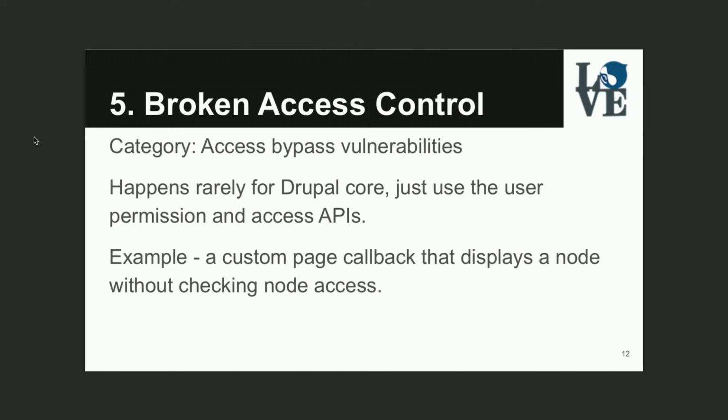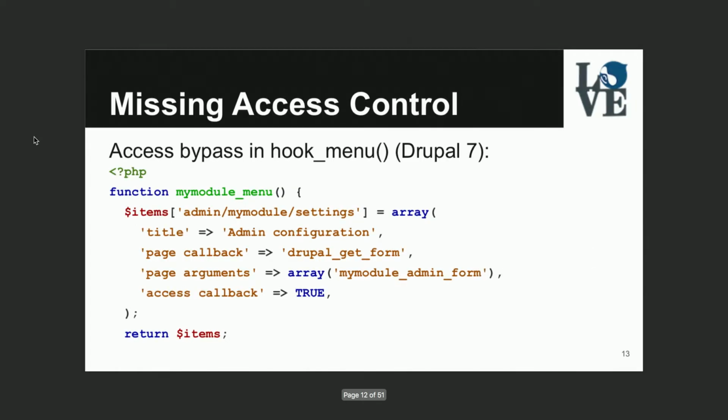The dumbest example is a page callback that displays some content without checking that the user has access to it. So here's a code example for Drupal 7. You've probably all done this. At some point during development, you want to be able to access a form easily, so you put the access callback as true, planning to fix that and put in a permission when you're done developing. Then you forget and you deploy it. It happens. Everyone does it once in their career, at least.